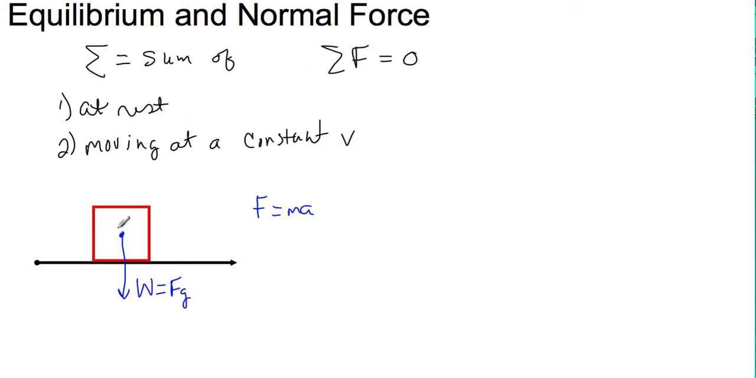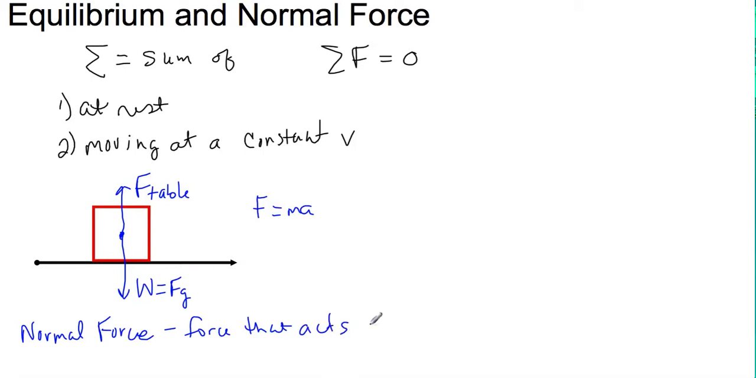So we need to have some other force that's acting on this. With a little bit of thought, we say, okay, well, there must be something pushing against this. And in this case, we would say it's probably something like the force of the table. That force of the table is what we would call the normal force. And we define that as a force that acts in a perpendicular direction between two surfaces.